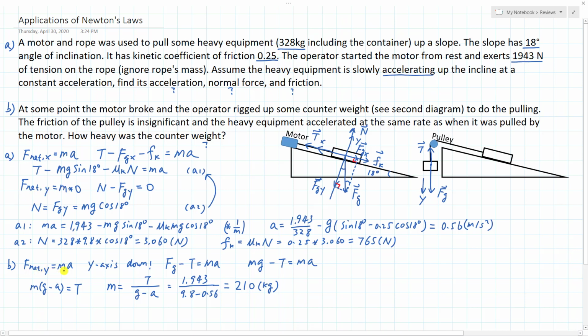There's only one axis for the counterweight because the horizontal axis has no force at all, so there's no need to analyze an axis that has zero force. But zero net force, that still is useful because these force terms will appear in equations.